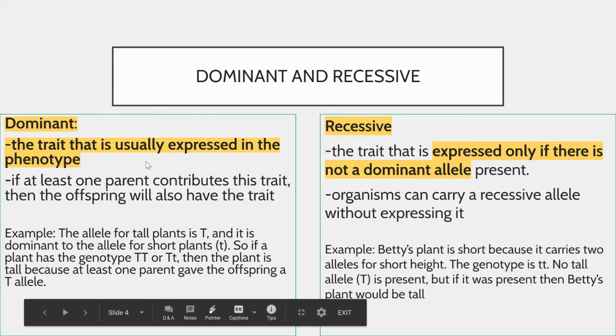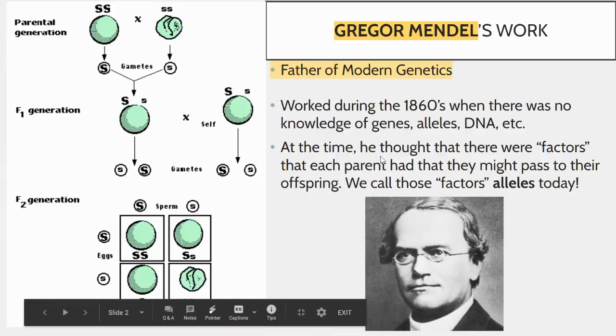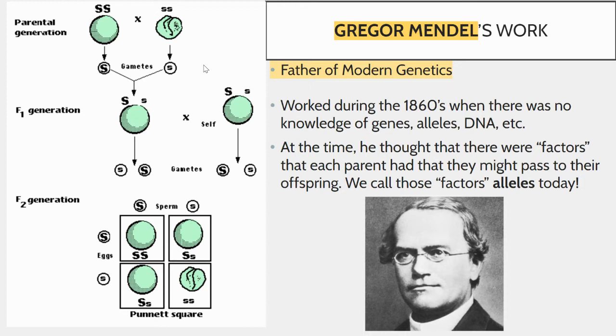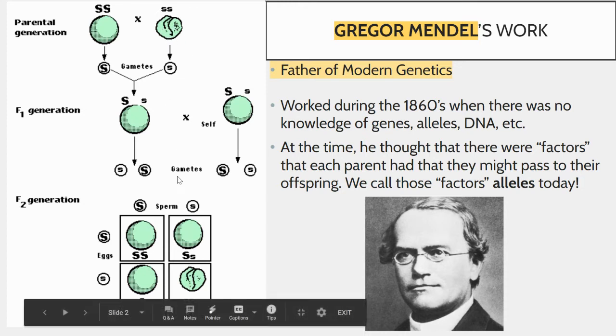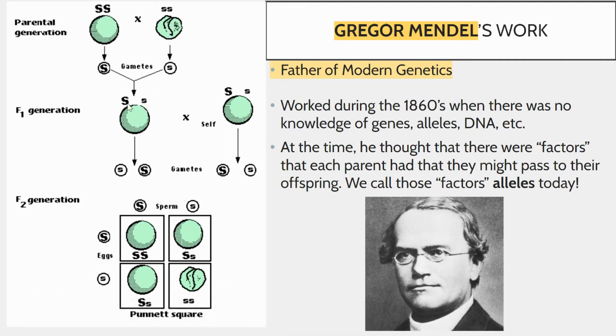Now, the recessive trait, if you think back to Gregor Mendel, would have been wrinkly as a pea plant. And that trait is recessive because when you had big S, little s, the big S was the dominant allele and that won out.